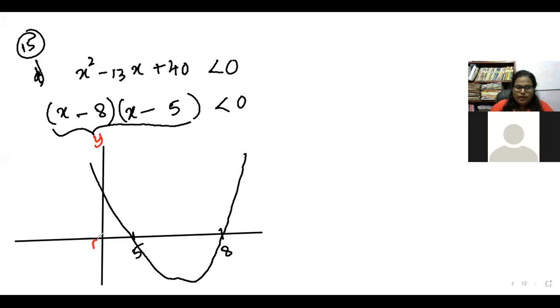That means the y value is negative means you have to see which is below this x-axis.